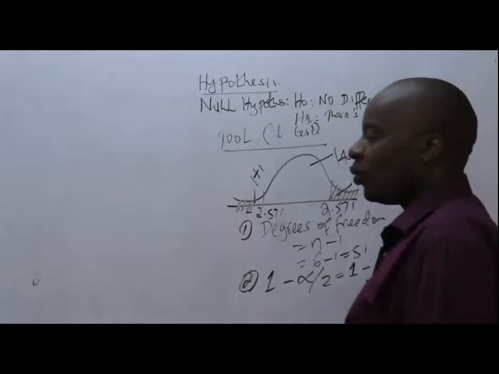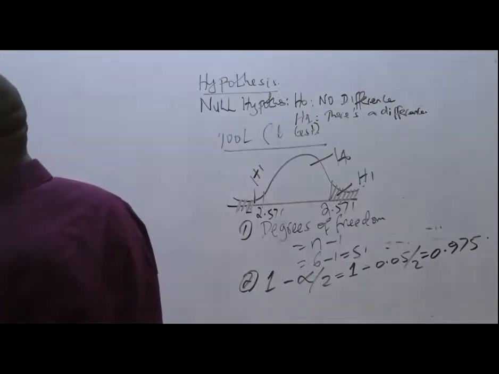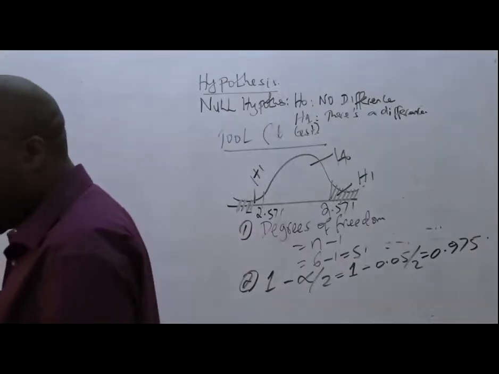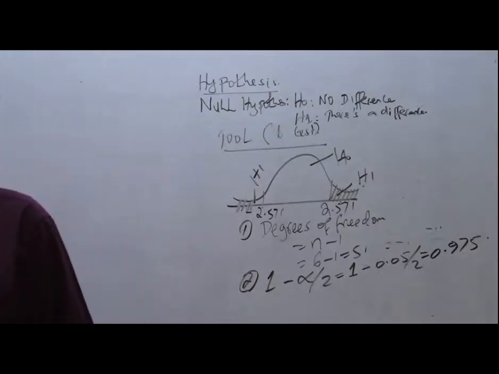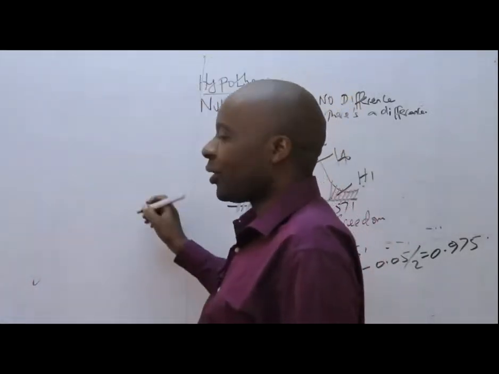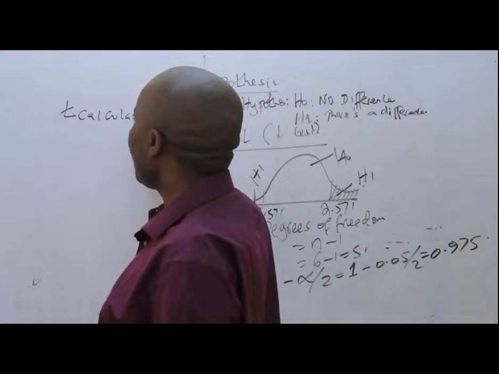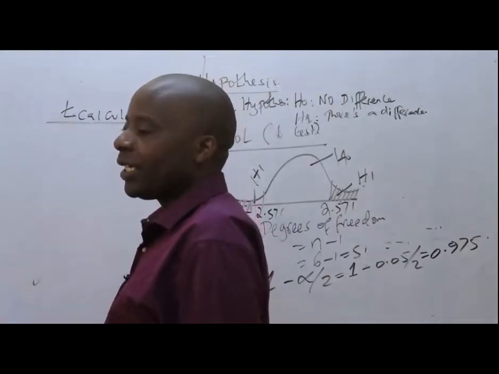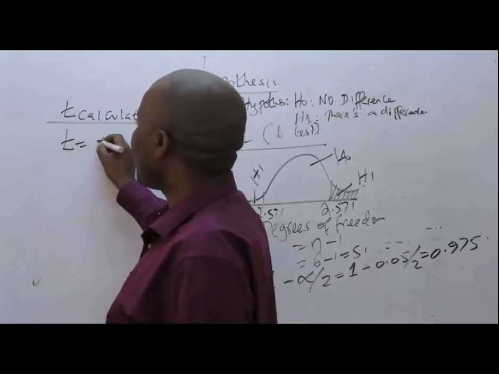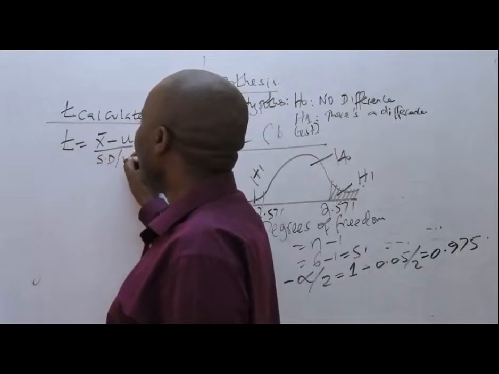Now from there, we go straight away to the test itself. We calculate what we call T calculated. Under T calculated, we know the formula. T calculated is x bar minus mu all over the standard deviation divided by root n.